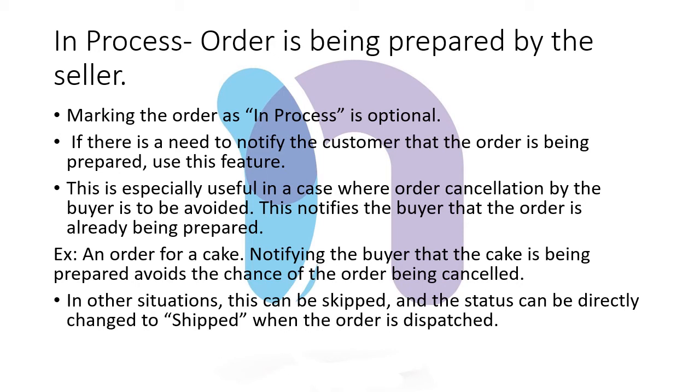For example, let's say you have received an order for a cake. Notifying the buyer that the cake is being prepared avoids the chance of the order being cancelled by the buyer. In other situations, the order status in process can be skipped and the status can be directly changed to shipped when the order is being dispatched.